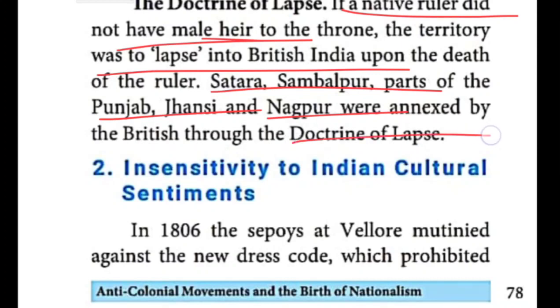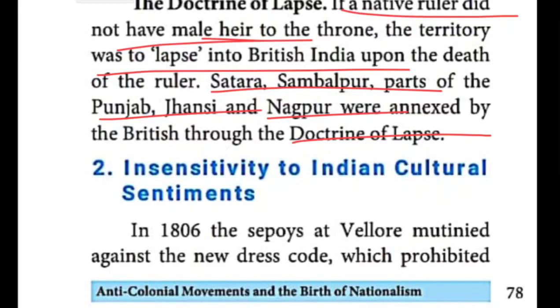The doctrine of lapse was the policy of Lord Dalhousie. That governor general introduced the doctrine of lapse. As per the doctrine of lapse, if the ruler did not have a male child, after his death he has to hand over his territories, his palace, everything to the British. He should not adopt any child. So that is the doctrine of lapse. This is the first cause, the annexation policy. Annexation means the capturing policy of the British in India.